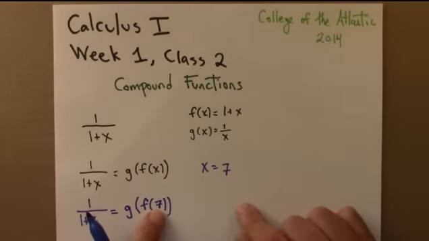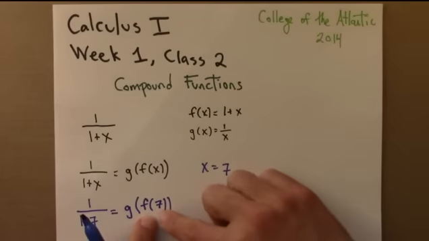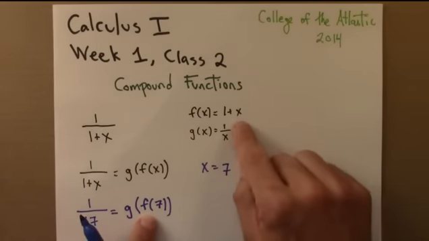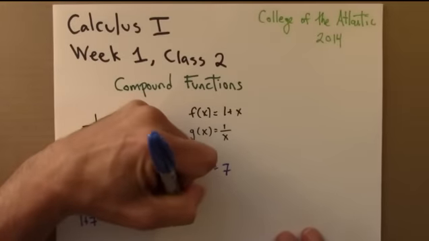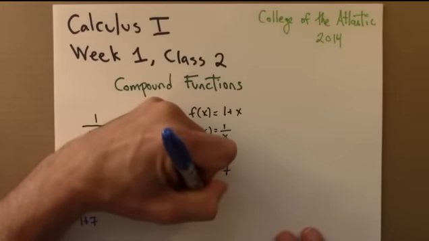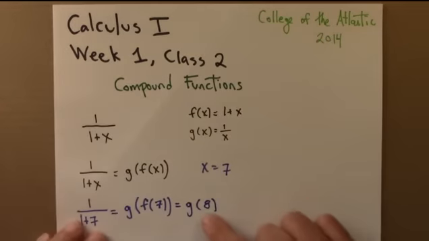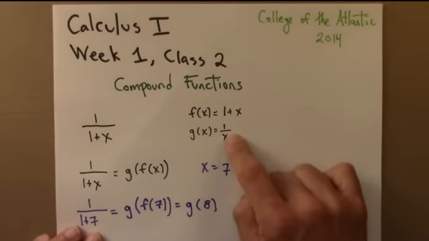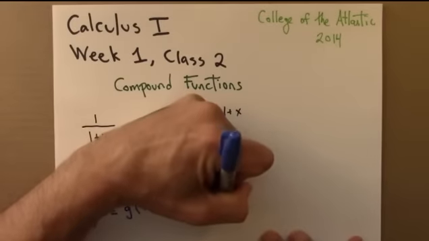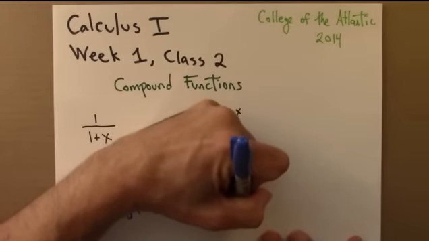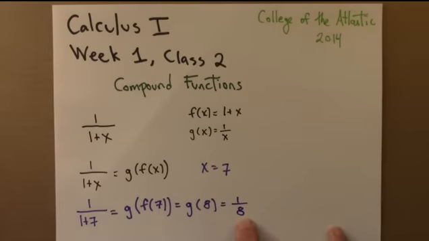So I'd start with 7, and then I would do f to it. And in this case, f-ing 7 means adding 1 to it. 1 plus 7 is 8. Now I've got 8. I need to do g to 8, and I just look at what the rule tells me. It says take 8, turn it upside down. So turn it upside down, I get 1 over 8. And the left-hand side is clearly also 1 over 8.